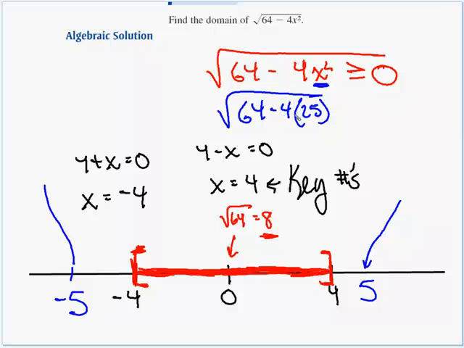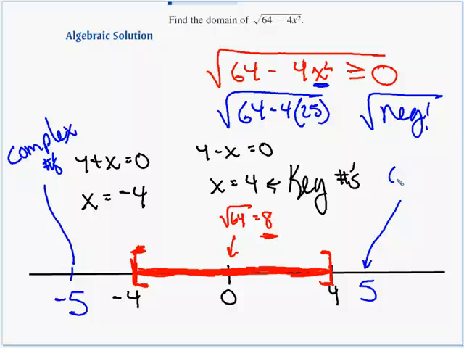That's going to be 64 minus 100, and 64 minus 100 is definitely a negative number. And we don't want negative numbers under radicals. So it's not like this could even be considered part of the solution set. We would have complex numbers out here. We would not even have a real solution to think about. All right, there's our algebraic solution.